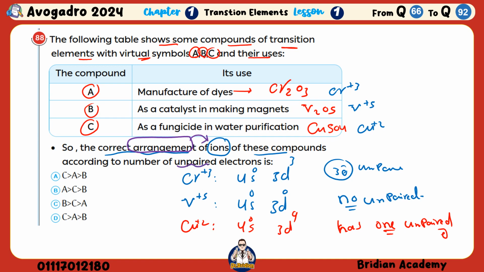So we were asked about the arrangement of ions according to unpaired electrons. We know that chromium is A, vanadium is B, copper is C. Ascendingly, it will first refer to chromium in A, then 1 unpaired electron in C, then no unpaired electron in B, which refers to vanadium 5. Let's check our choices. We will choose A more than C more than B, which will be letter B.